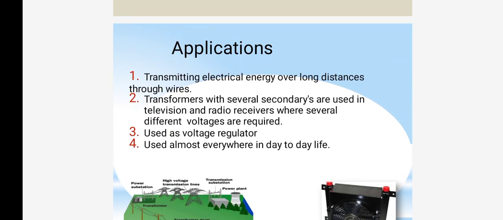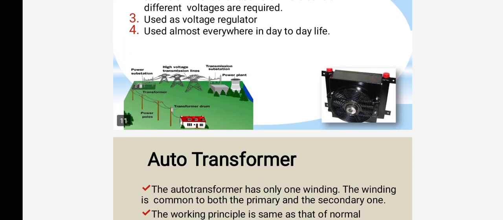What are the different applications of transformer? Transmitting electrical energy over long distances through wires. Transformers with several secondaries are used in television and radio receivers where several different voltages are required. Used for voltage regulators and used almost everywhere in day-to-day life. You can see everywhere you can use the transformer.